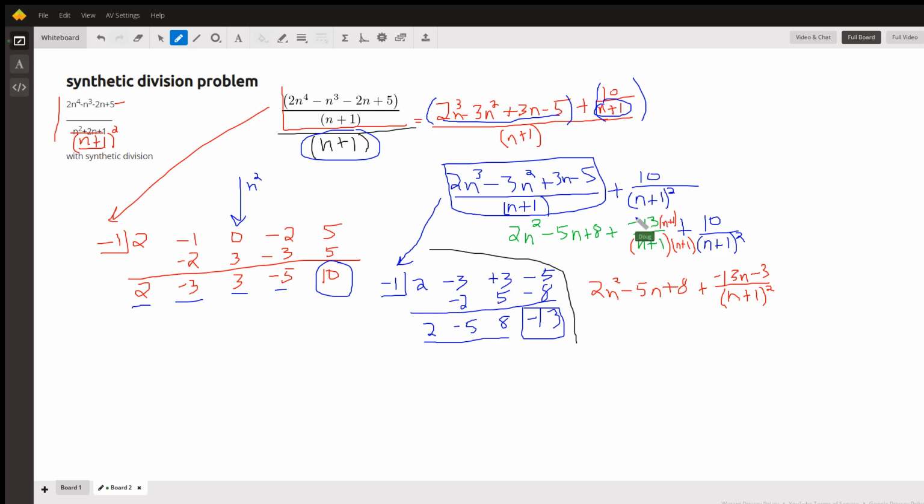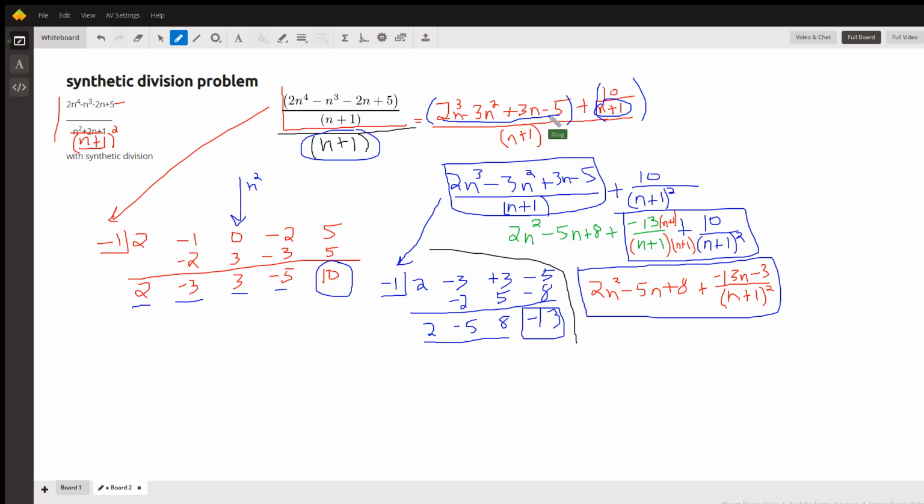And then I said, you know, I like to combine these two terms, these two fractions into one. So I need to get a common denominator. So I multiply top and bottom of this minus 13 over n plus 1 by another factor of n plus 1. And then I combine the numerators. So there's your final answer right there.